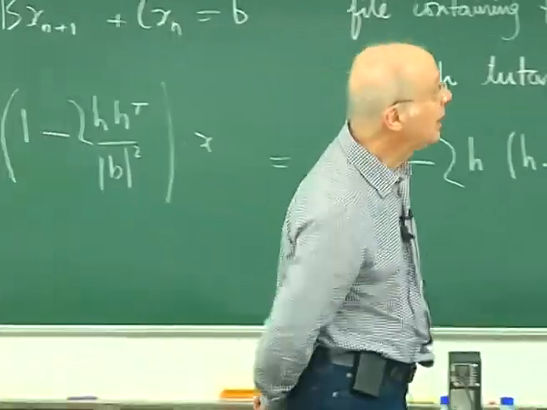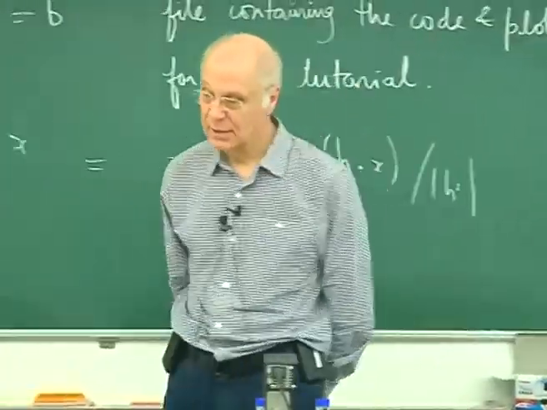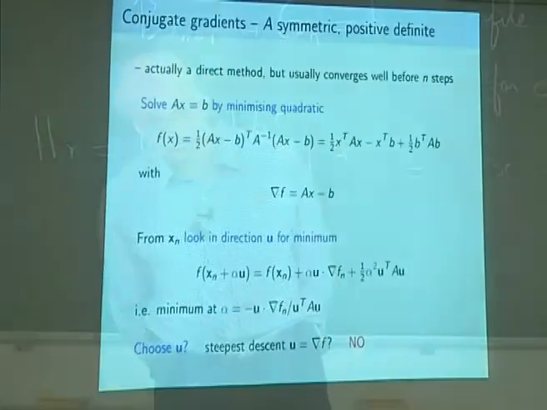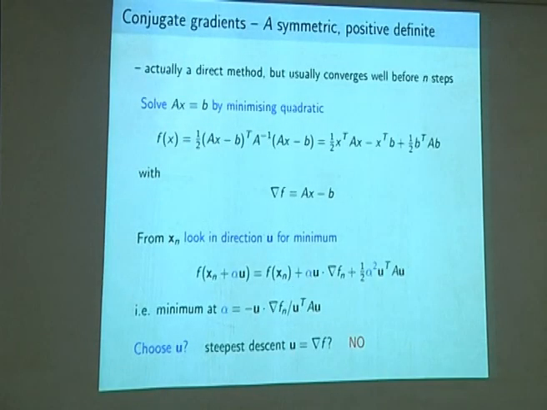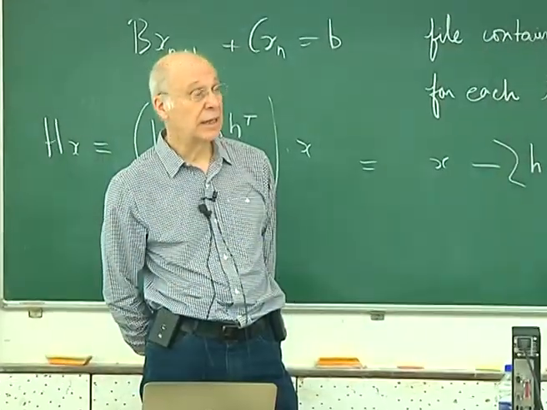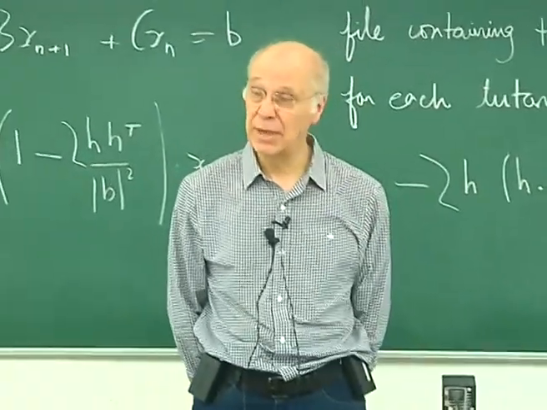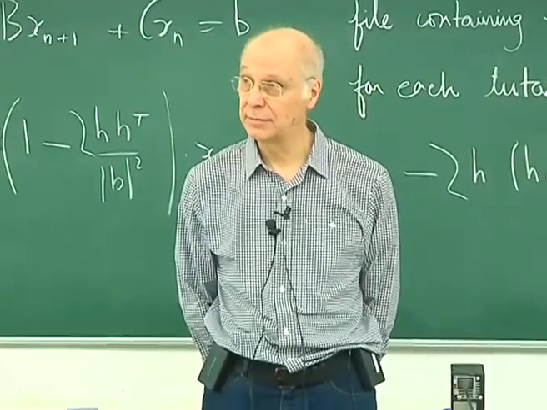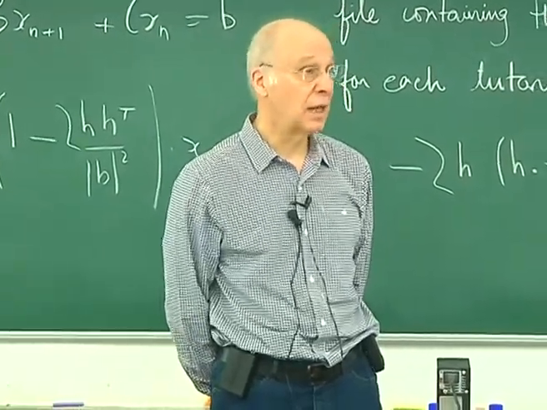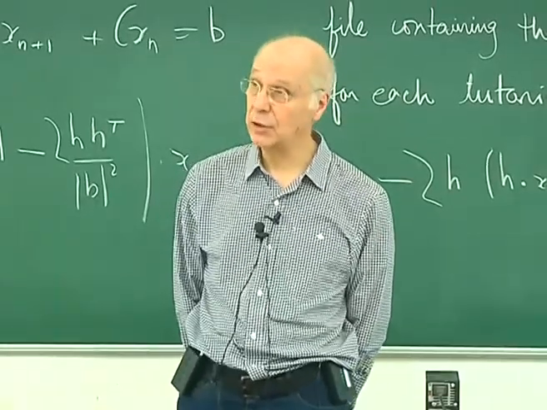Right, and then conjugate gradients. This is a jolly good method. It's for general AX equals B. If it's a Poisson problem, very often there's an even better method. But for just solving AX equals B, when A is sparse, and it has to be that A is symmetric and positive definite. So if you were to diagonalize it, the diagonal elements, the eigenvalues, are all positive.